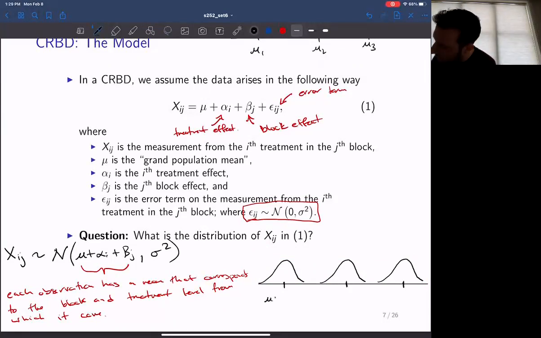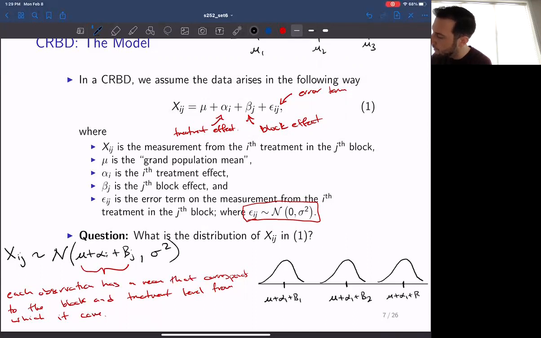So the middle here would be mu plus alpha 1 plus beta 1, for example. And then the mean here could be mu plus alpha 1 plus beta 2. And then the mean here would be mu plus alpha 1 plus beta 3. And then we would continue to have more normal curves depending on how many treatment levels and how many block levels there are in the experiment. Does that make sense? Yeah, thank you.